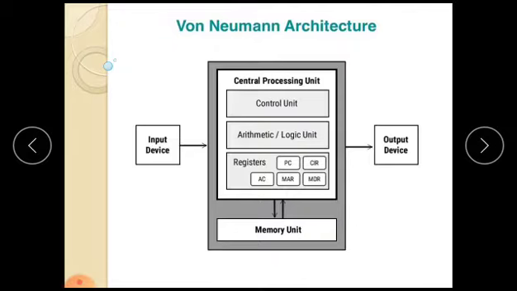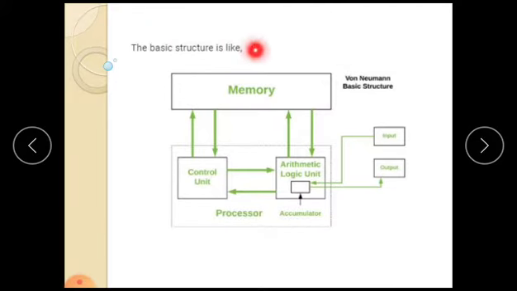This is the basic block diagram of the von Neumann architecture, which consists of four major parts: input device, output device, central processing unit, which is known as the processor, and the memory unit, where the central processing unit is further divided into control unit, arithmetic and logic unit, and registers. The basic structure is like this one. This is memory, this is processor, and it contains control unit and arithmetic and logic unit, which is known as ALU, and ALU has an accumulator, and this is input and output devices.